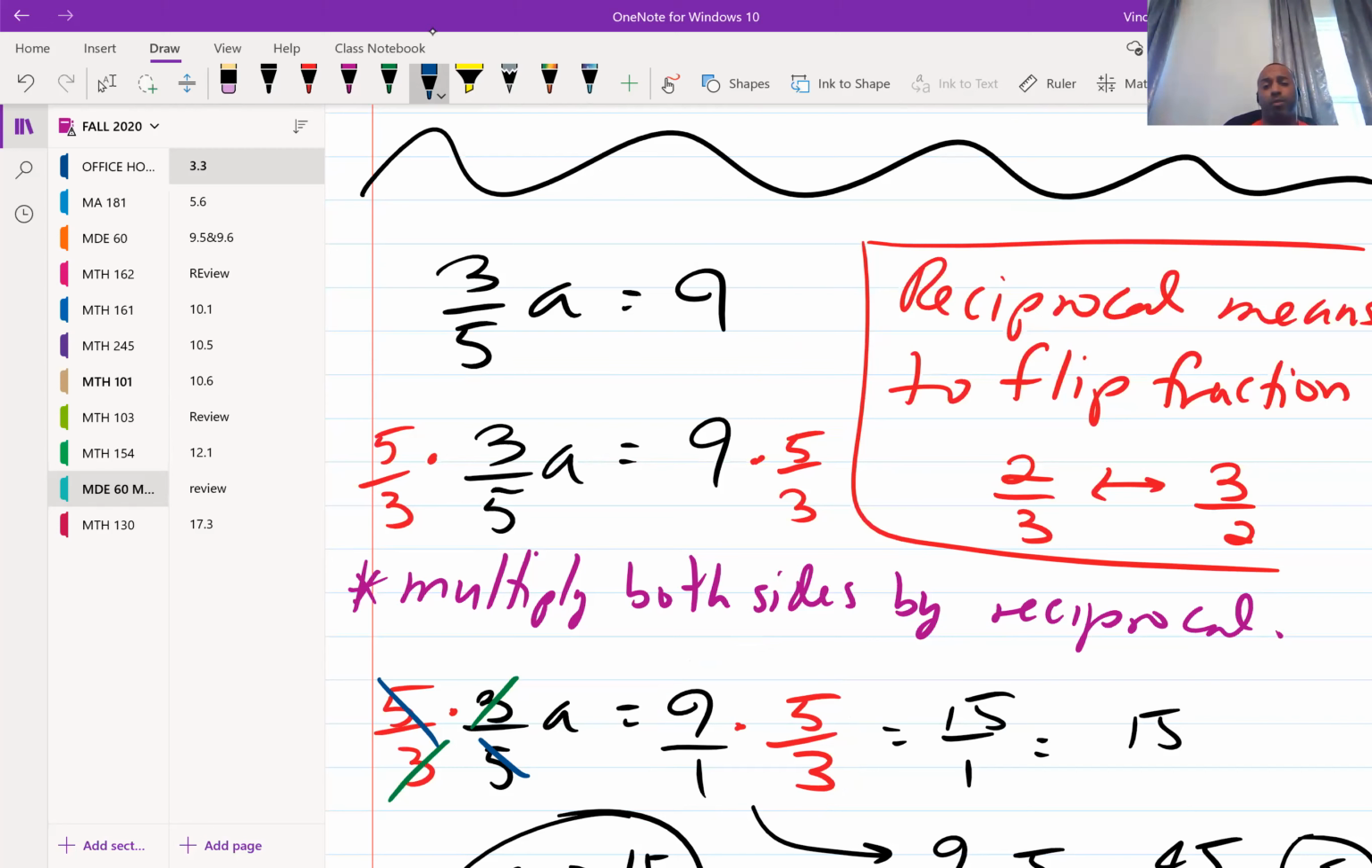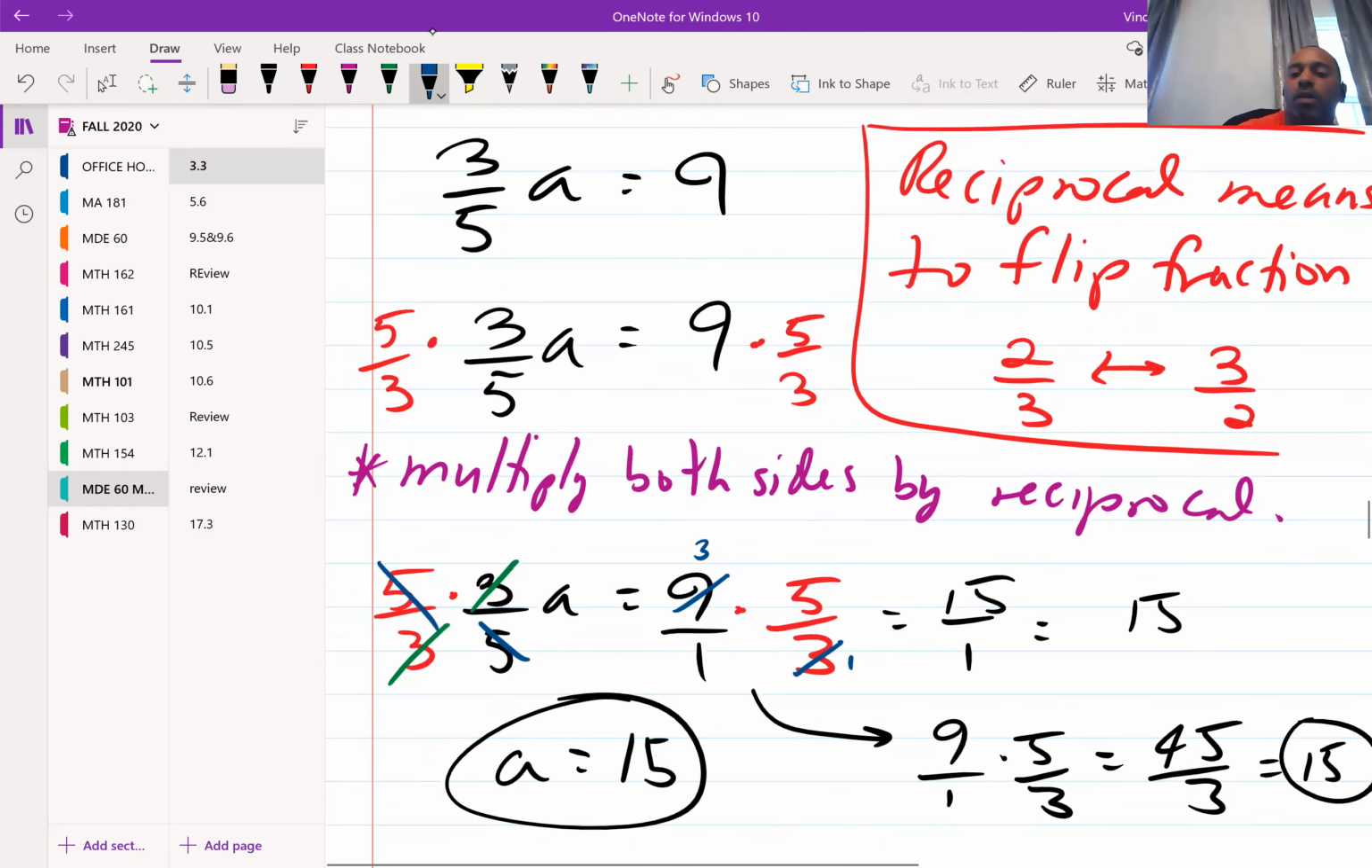Now, if you want, you can just multiply across. 9 times 5 is 45. And then 1 times 3 on bottom is 3. 45 divided by 3 is 15. Or you see that 3 can cancel into the 9. Leave you 3 here, 1 here. Then multiply across. 3 times 5 is 15. 1 times 1 is 1 on bottom, and that'll leave you with just 15.